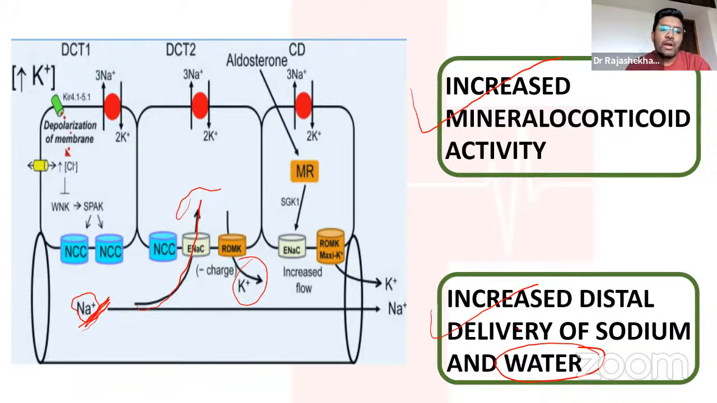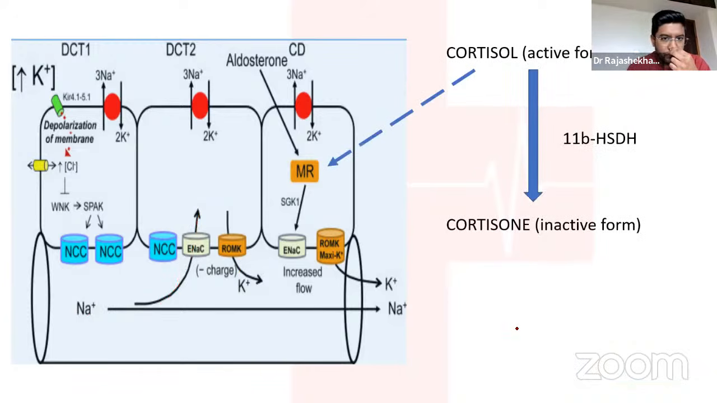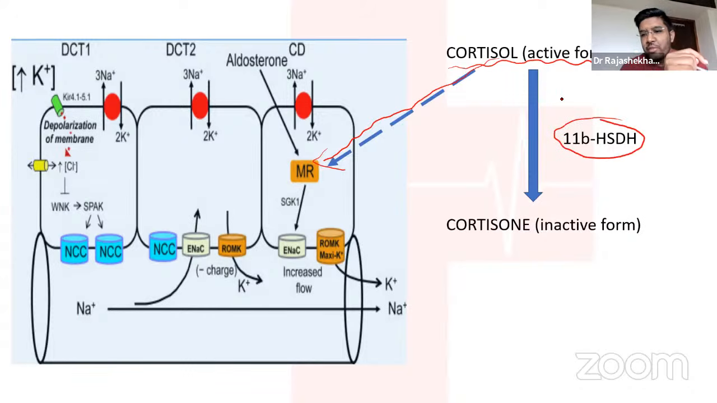So these patients are going to have hypokalemia. Normally the cortisol secreted by the adrenal gland, although it has potential mineralocorticoid activity, usually does not act on the mineralocorticoid receptor situated in the collecting duct, because these cells possess a particular enzyme called 11 beta hydroxysteroid dehydrogenase. This enzyme converts cortisol, the active form, to cortisone, the inactive form, to prevent cortisol from acting on the mineralocorticoid receptor.